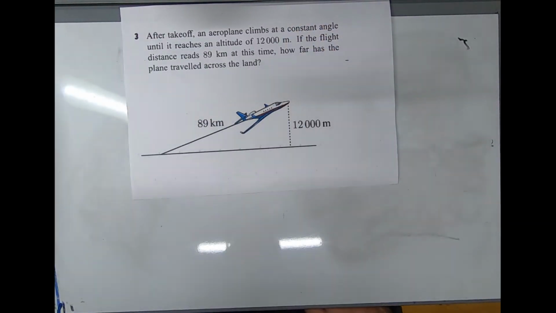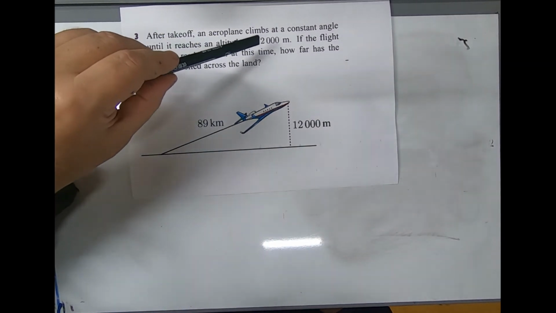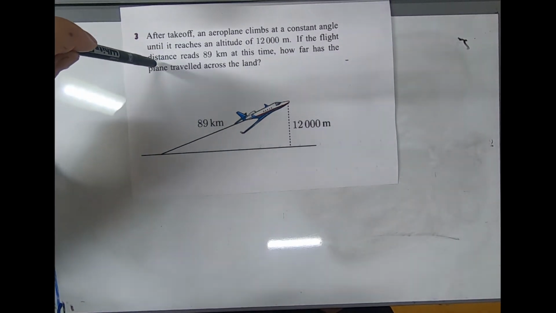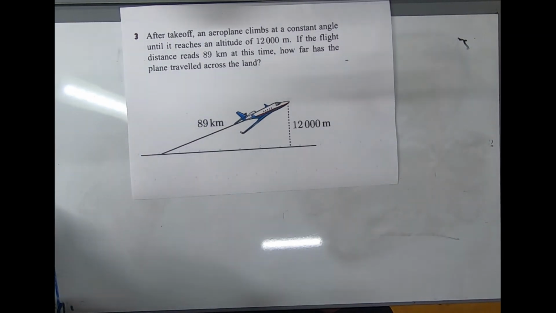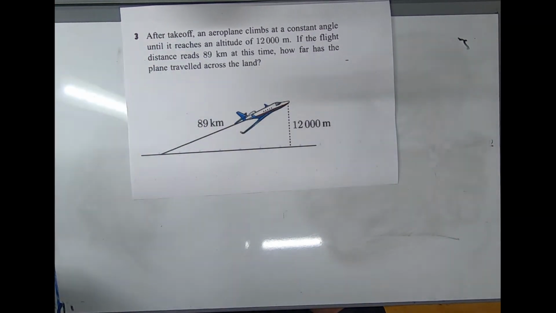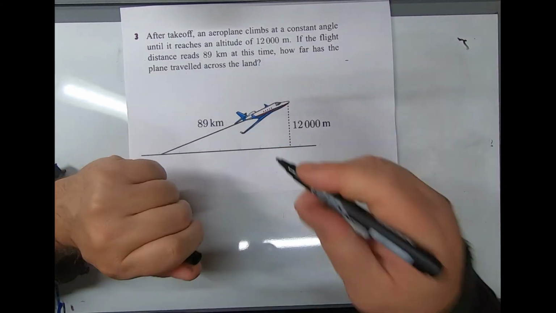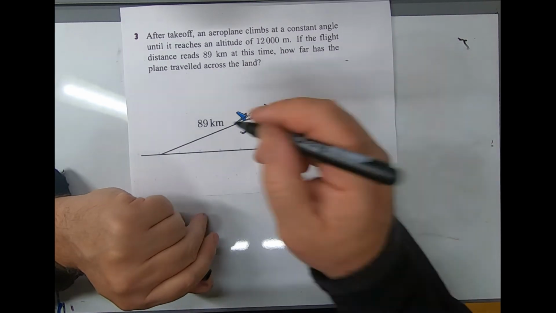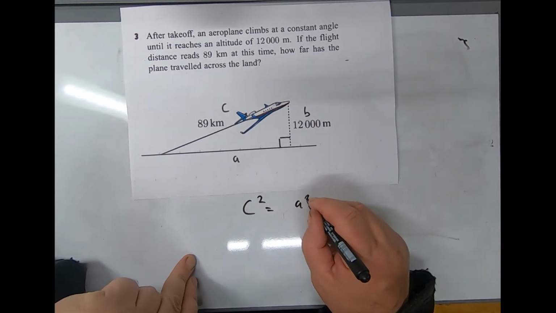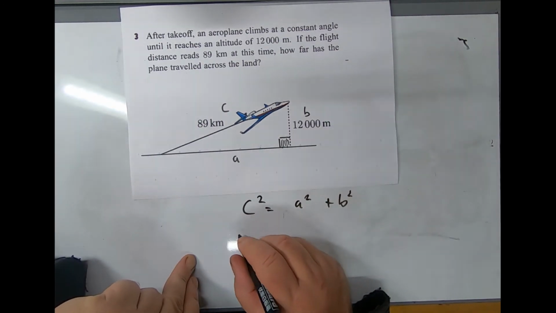Cool. Okay, after takeoff, a plane climbs at a constant angle until it reaches an altitude of 1,200 metres. Okay, if it's gone 89, how far has it gone along the line? So the flight distance reads 89 through the instruments of the plane. So I guess altitude, this word implies right angle. So normal rules apply. I have labelled up the sides. I've got my Pythagoras. This is all true because of that right angle. Need to see that on the picture.